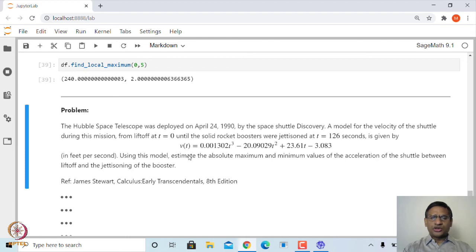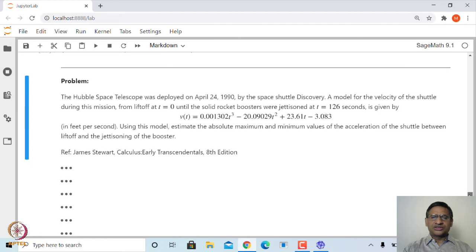velocity. Using this model, estimate the absolute maximum and absolute minimum value of the acceleration of the shuttle between the lift off point and jettisoning of the booster. Okay. So, this is quite easy actually, but this is an application in physics in rocket launching. If you want to find the acceleration, this is the velocity. Acceleration is nothing but the rate of change of velocity. So, all we need to do is find the derivative of v and find the local maximum and local minimum of that, right.